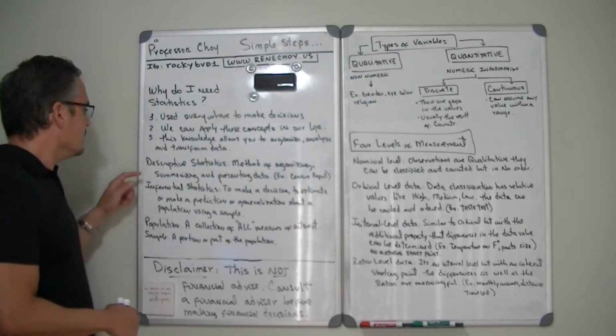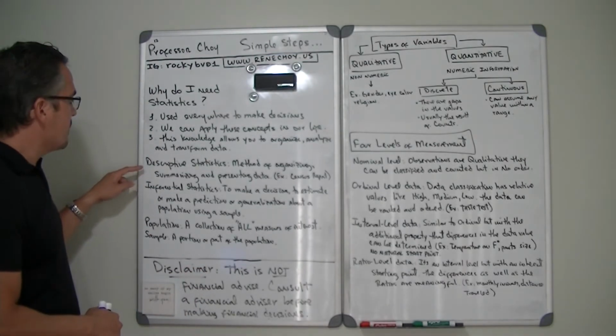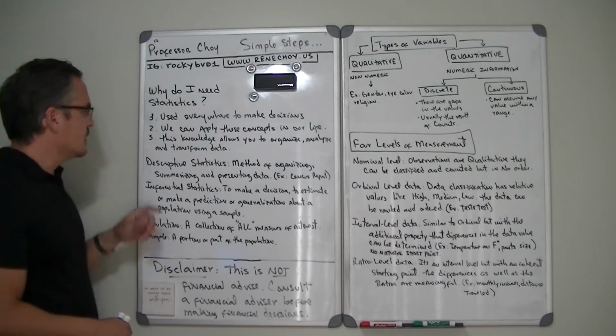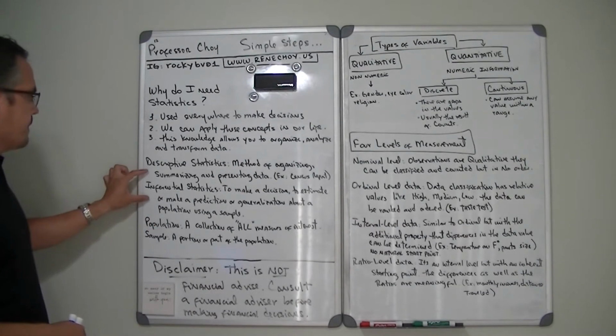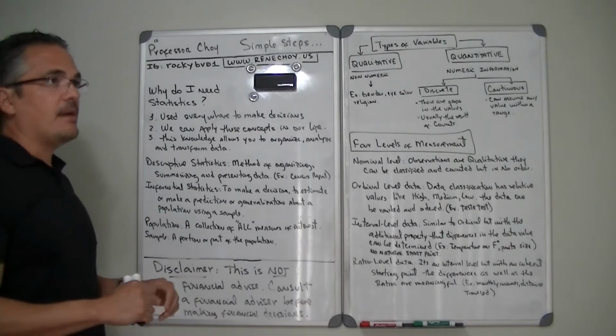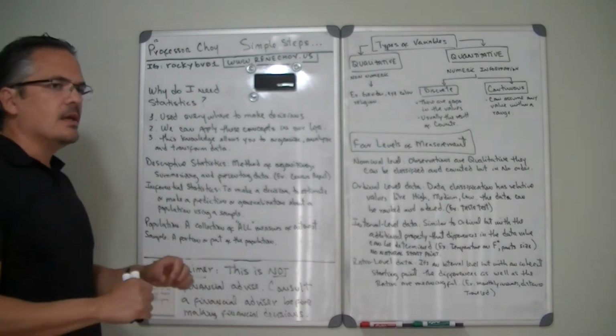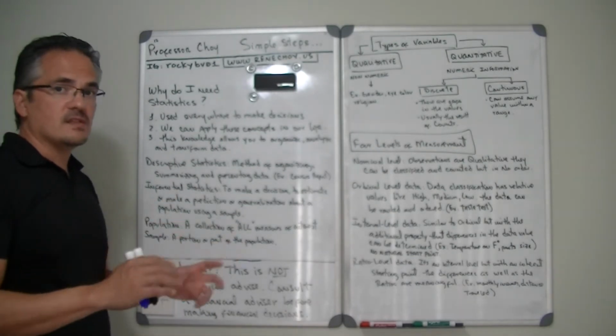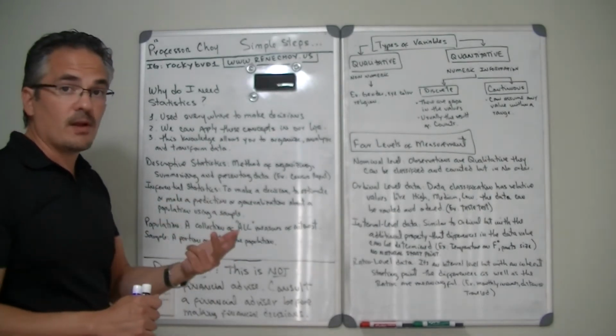Alright, descriptive statistics. Now, there are basically two types of statistical analysis that we do. And what I mean by analysis is the way we use statistics. So basically, there are two things that we normally do with statistics.